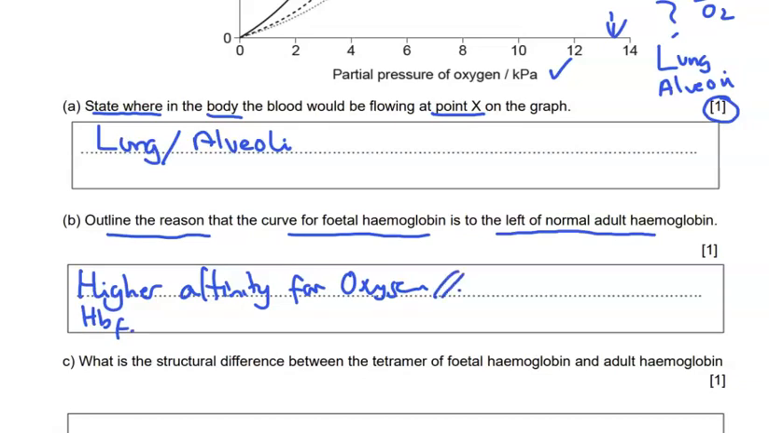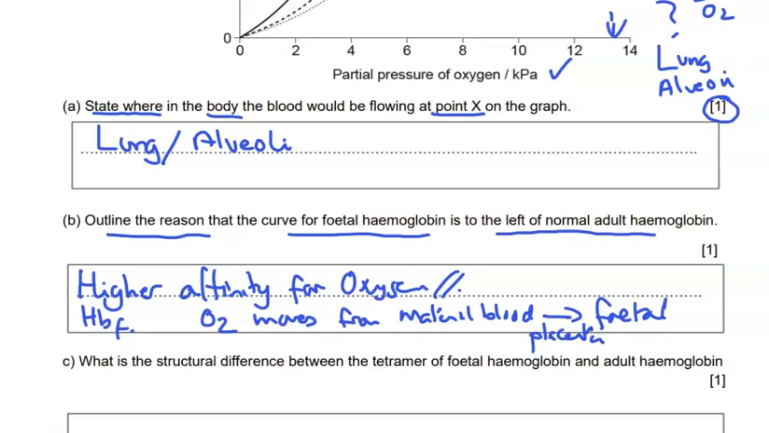Or you could attempt to make it more of a descriptive account, and that is the idea that the oxygen moves from maternal blood to fetal blood, and that would occur in the placenta. So that second, more descriptive approach works. Classic approach is here. 1 mark.